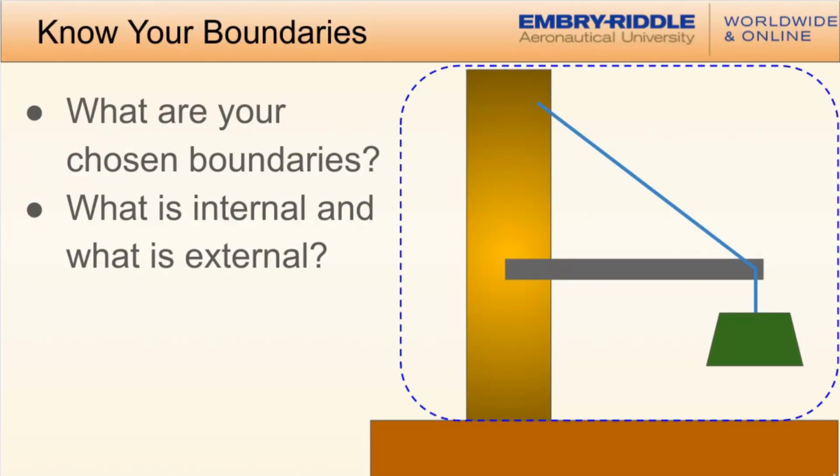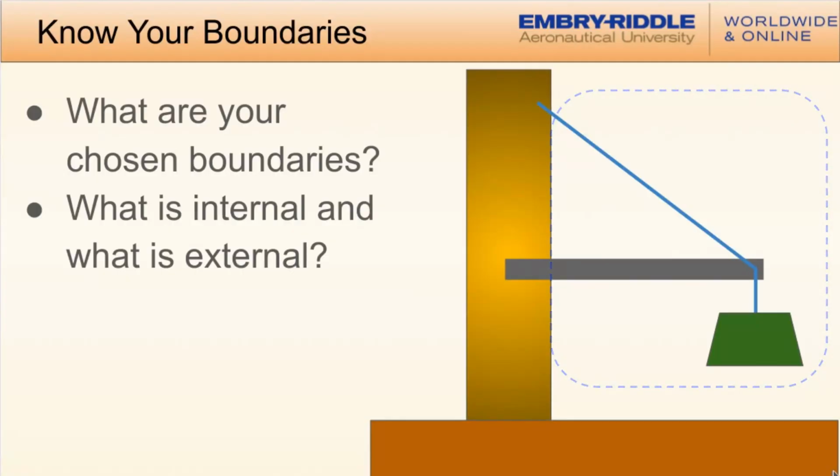You could include everything that's shown here above the ground, which would be good if you were looking for the reaction forces at the bottom of this wall or pole or whatever it is. We could just include the weight, or this object here. Notice the weight of the object is an external force, even though it's inside our drawing. The force comes from outside of the drawing.